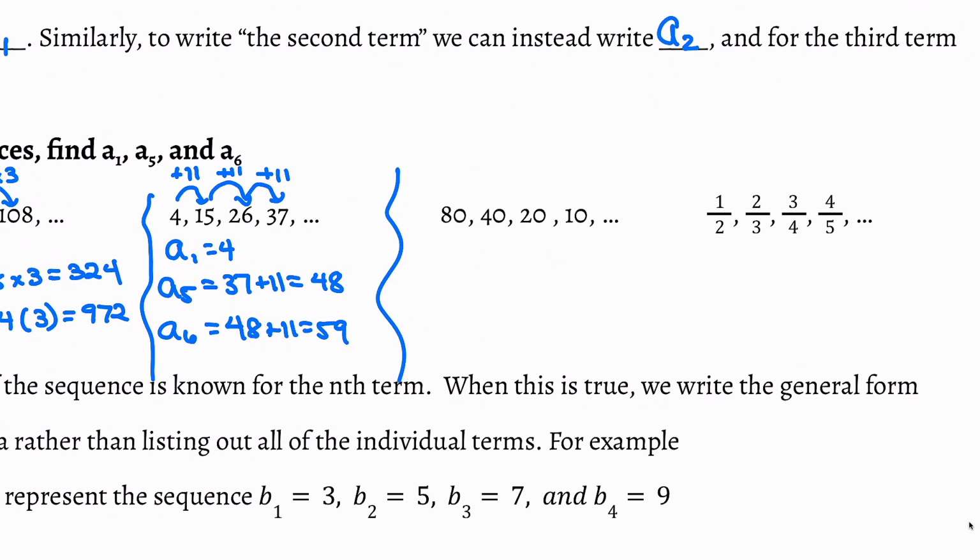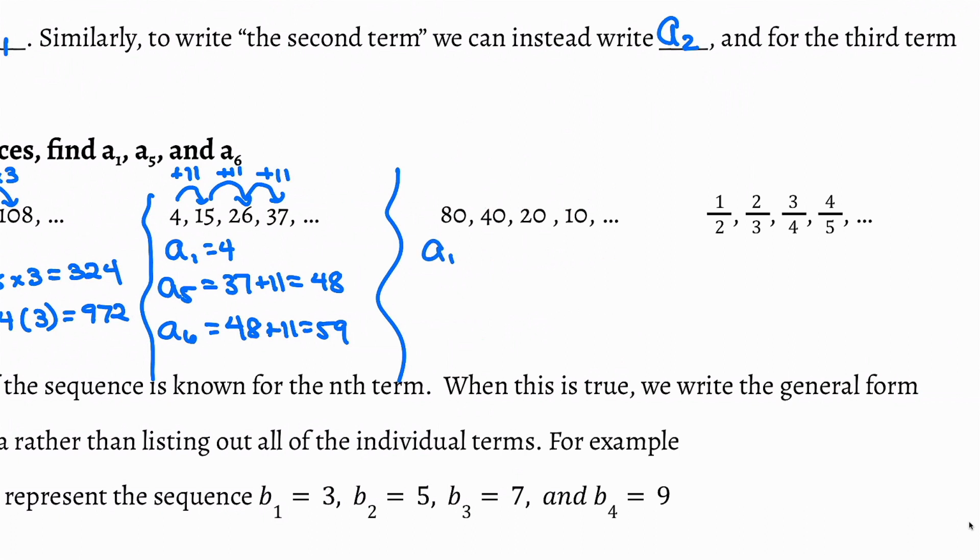All right, we got two more examples, and then we can move on. From 80 to 40, I can subtract 40. But if I subtract 40 again, I get 0, and that's not working out because I'm trying to get 20. So what's another way I can jump from 80 to 40? Well, I can divide this by 2. 80 divided by 2 is 40. 40 divided by 2 is 20. 20 divided by 2 is 10. So it looks like this is working out.